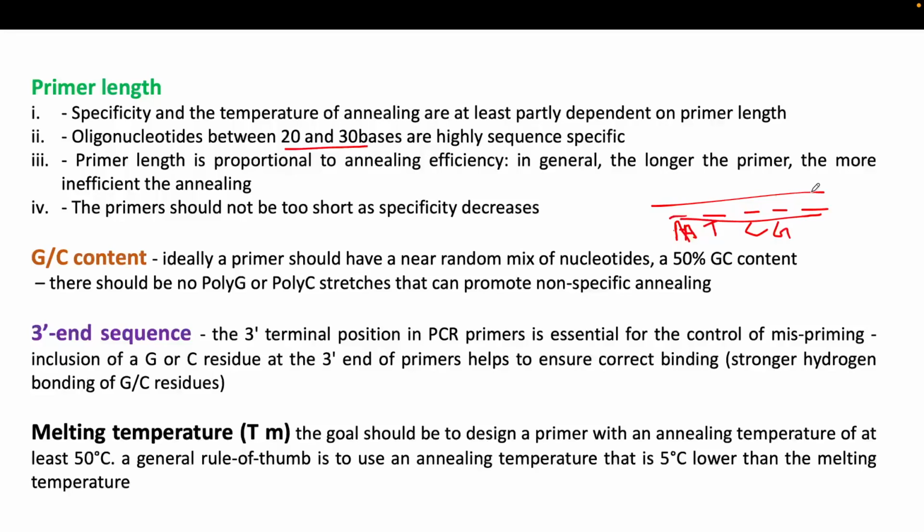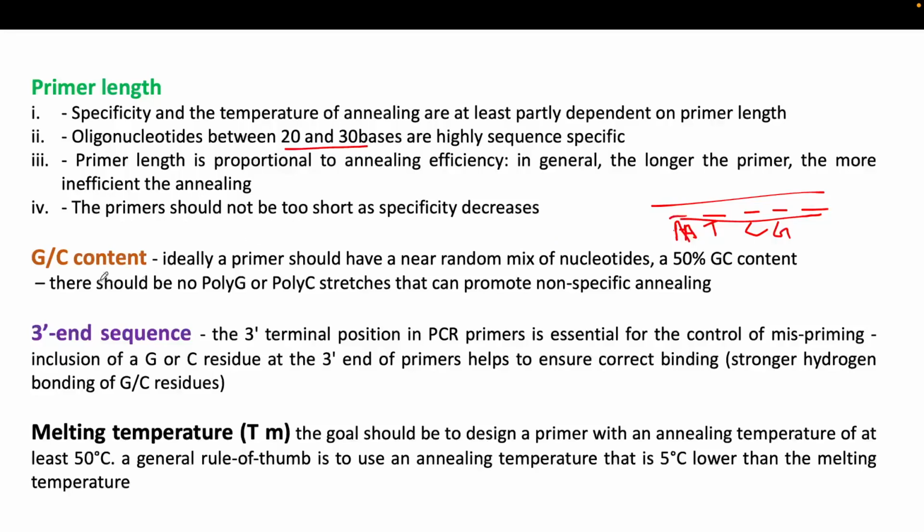It will be more selective, but we don't require that much specificity, because if we increase the primer length, it will create a problem in annealing. So that is one important thing we have to consider. The primer length should be around 20 to 30 base pairs in length.